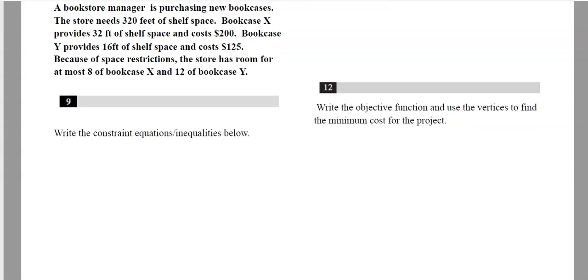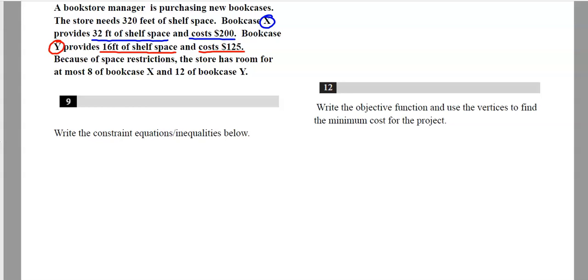All right. So the hardest part is let's go through and sift out what's important out of this problem. So a bookstore manager is purchasing new bookcases. So those are the things that we're talking about. The store needs 320 feet of shelf space. All right. Bookcase X, and I'll do this in blue, provides 32 feet of shelf space and costs $200. So I got 2 clues about X. Bookcase Y, 16 feet of shelf space, costs $125.